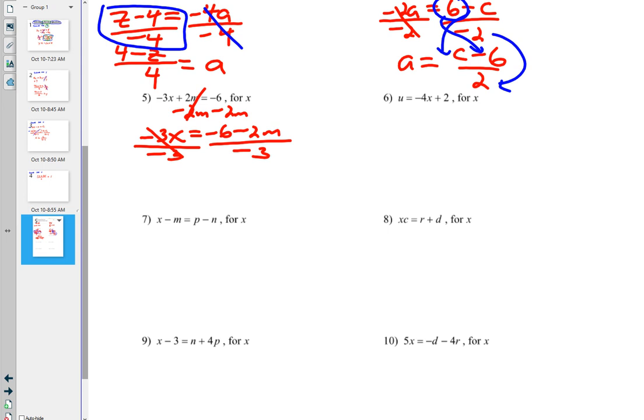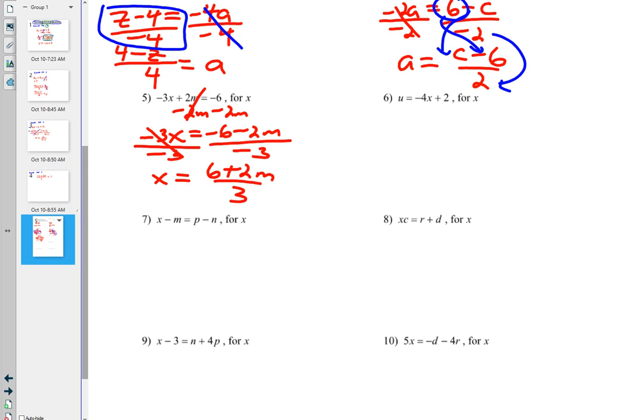Now, none of these are divisible. Well, the 6 is divisible by 3, but since they're not both divisible, I'm not going to actually divide. But you'll probably see the 3 as a positive. So what are you going to see on top? Positive 6 plus 2m. You could also see 2m plus 6. It's the same thing. You feel me? No caps.